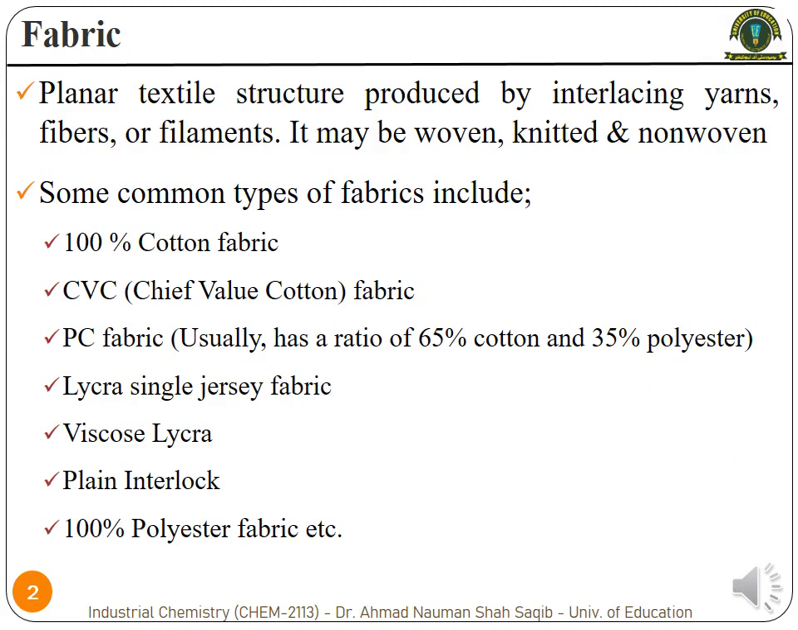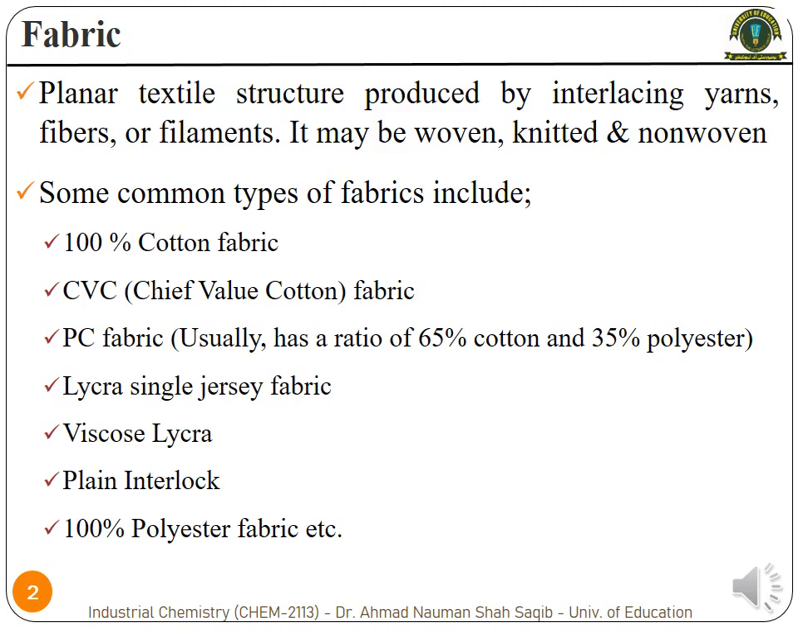The next very important raw material for textile manufacturing is fabric. Fabric is a planar textile structure which is normally produced by interlacing yarns, fibers or filaments. Yarns means सूत, which we call in Urdu. So it is a kind of material made by using yarns, fibers or filaments, and it can be made in different ways. It can be woven, it can be knitted, or it can be non-woven and made mechanically or through making composites.